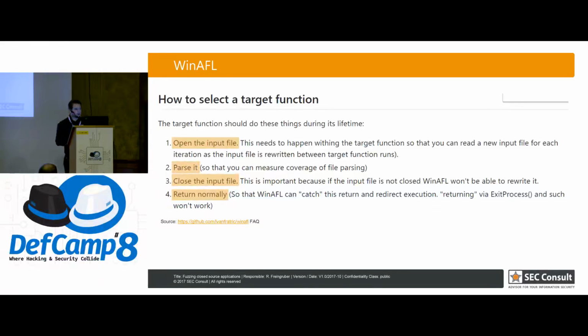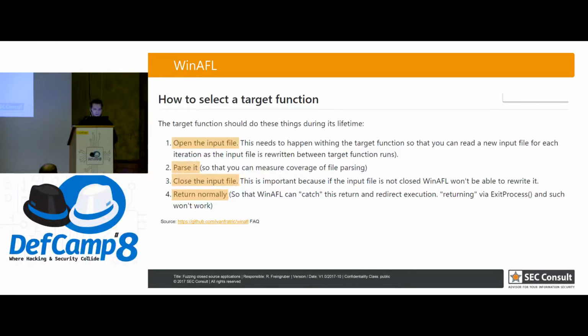It's really important that this function opens the input file, parses it, and closes it afterwards. Because one problem is, if WinAFL executes one iteration of this function and the input file is not closed, WinAFL can't write to it. That means WinAFL will shut down the application, and then you just spawn the application every time again and again, and you don't get the benefit of in-memory fuzzing. So it's really important that it closes the input files afterwards, and that the application is not calling ExitProcess.